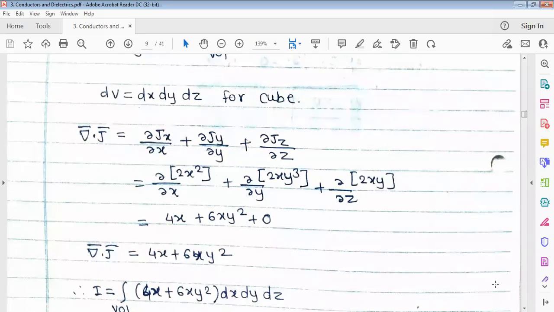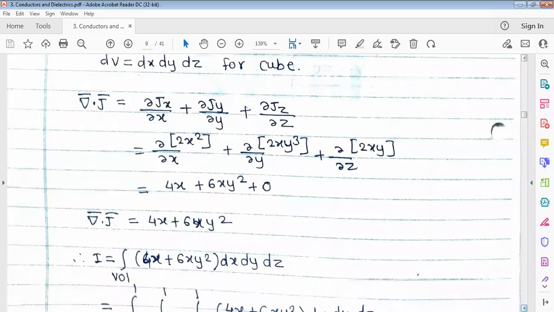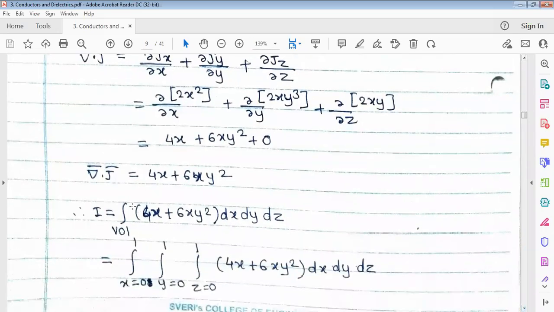Okay, now just to put this in the equation of current, this current I is equal to the volume integral of del dot J bar into dv. Del dot J bar is equal to 4x plus 6xy square, into dv. And dv is the differential volume for the Cartesian coordinate system. Why are we using that? Cube is nothing but a rectangle.